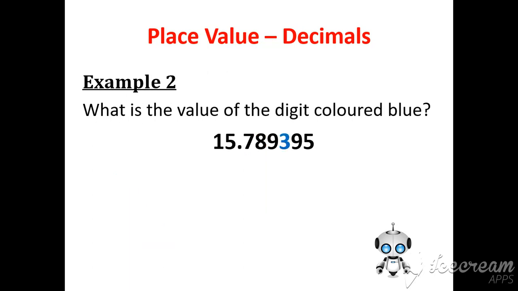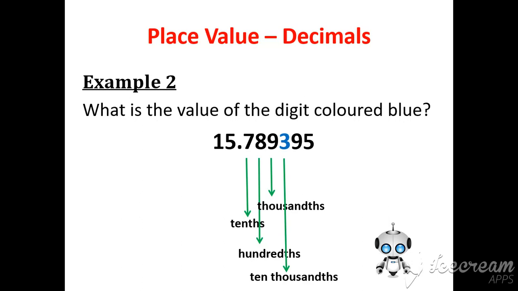All right, here's example 2, our last example of the video. What is the value of the digit that is coloured blue? Now, for those who can't quite see the blue, it is the number 3. So what is the value of the digit 3? So we've got tenths, hundredths, thousandths, and so now this number represents ten thousandths. So the 3 is ten thousandths.